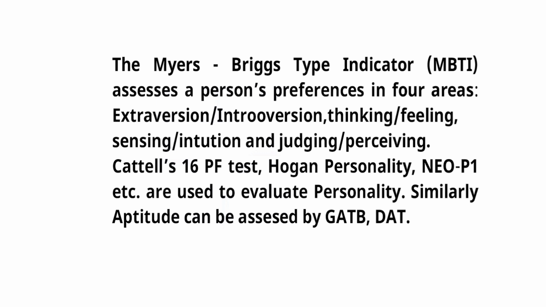Similarly, aptitude can be assessed by GATB and DAT. GATB is the General Aptitude Test Battery, DAT is the Differential Aptitude Test. What is aptitude? Aptitude is the capacity to acquire a particular skill after training. Now you are recruiting someone in an industrial setup. If after training he will be able to pick up the work, your GATB or DAT will be measuring that. So this way we can use tests in the industrial area.